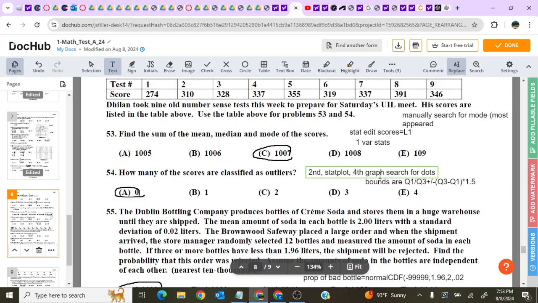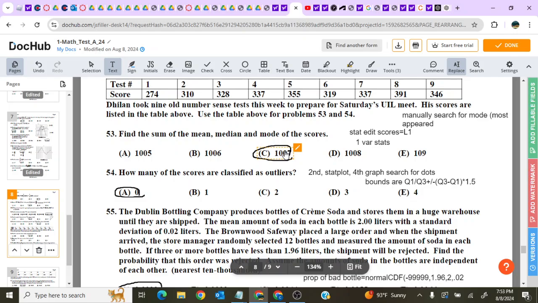53, you're given a bunch of scores and tests, that this piece of data isn't relevant, just for reference. Find the sum of the mean, median, and mode. So you got to plug in all the scores into stat edit, then go on to calculate and do one variable stats, and that'll get you basically everything you need, except you still got to figure out mode. It'll get you mean and median. And then you'll have to manually see that 337 appears twice, so it's appeared the most. Add up all those values together, you get 1007.